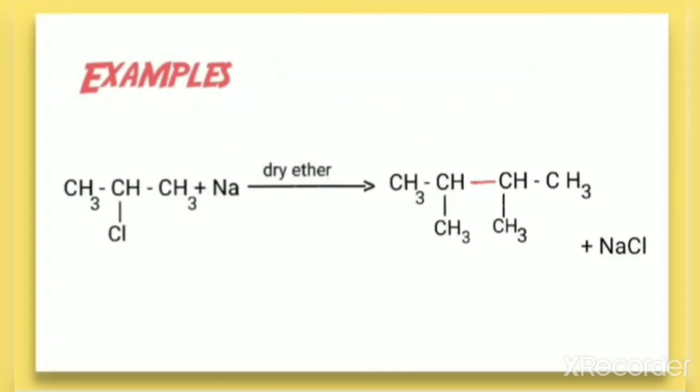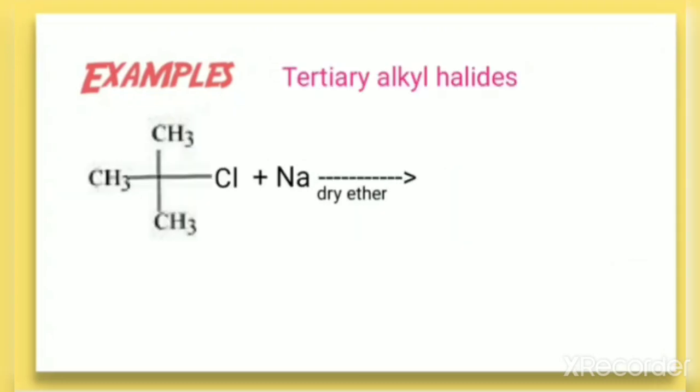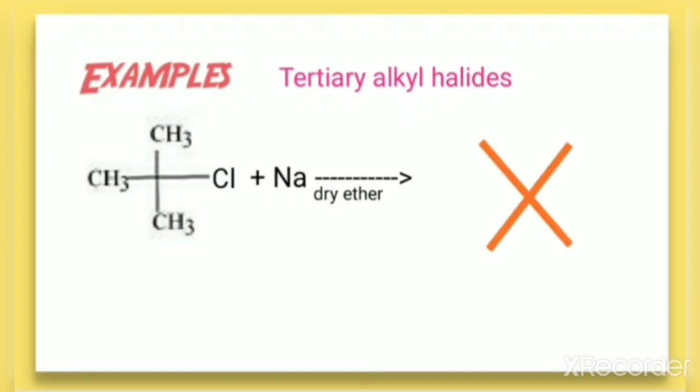Next example. Before that, you can check the product which is formed when sodium is treated with a secondary alkyl halide. The next one, tertiary alkyl halide. In the case of tertiary alkyl halide, there is no possible product here, because for tertiary alkyl halide, the reaction with sodium fails. So this type of reaction does not take place for tertiary alkyl halide.